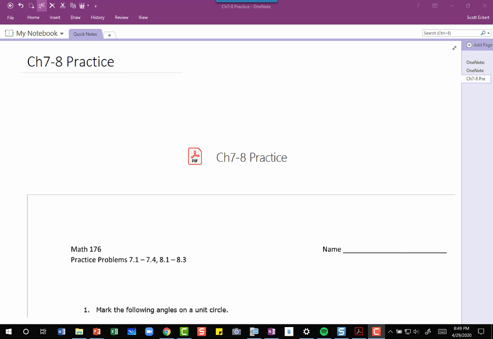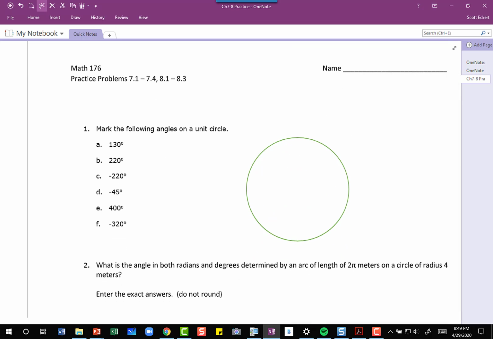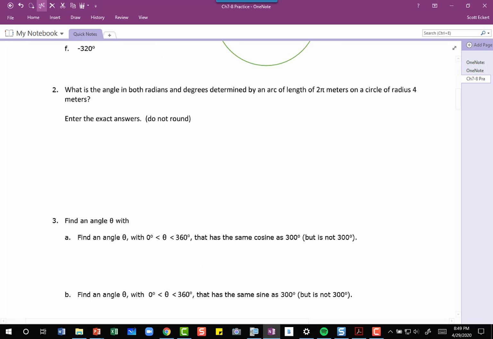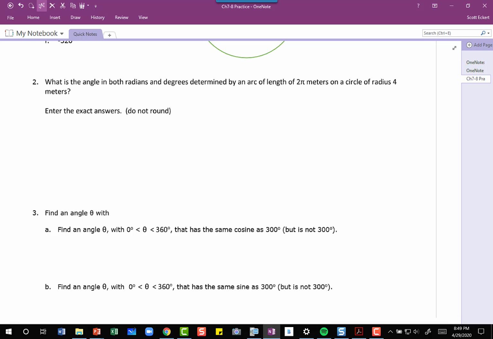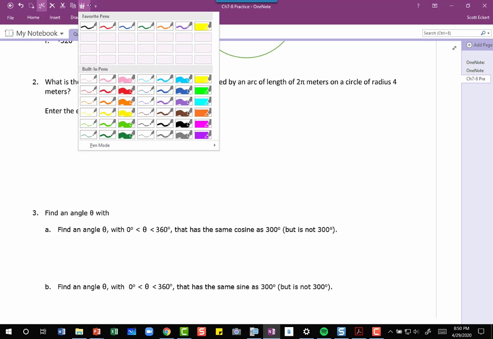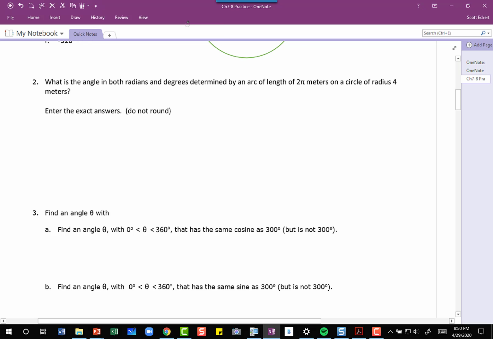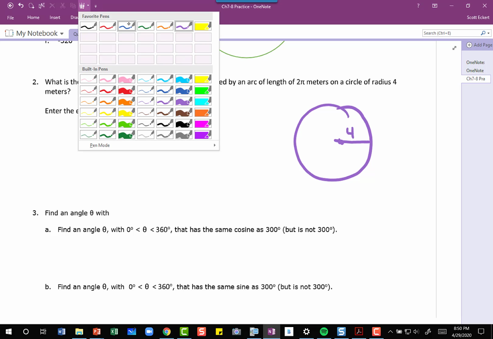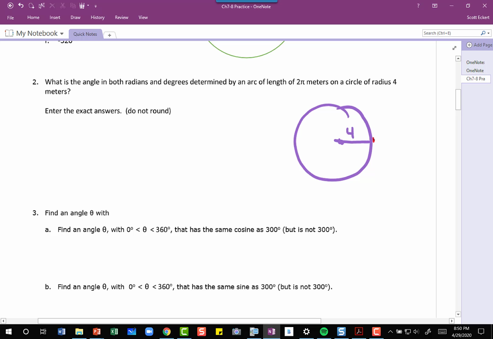So we're going to attack the even problems here. And we'll start with number 2. And so number 2 is requiring us to remember a certain formula. So we're imagining a circle here. And they told us the radius is 4. And we're drawing an arc on the circle. So let's say the arc goes from here around to here. We don't know exactly.